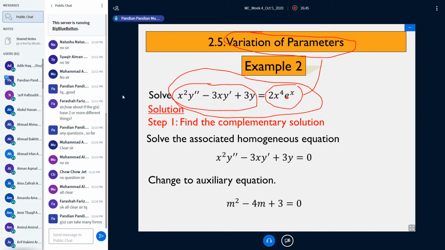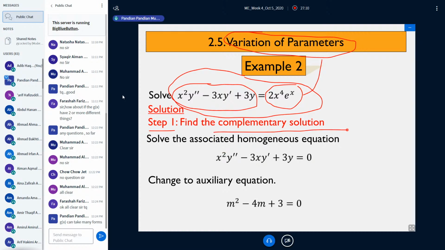This function, you may say that we can use the undetermined coefficient method because this is only x to the power 4 e^x. But the left-hand side is not constant coefficient. It is Cauchy-Euler. But the steps are the same.